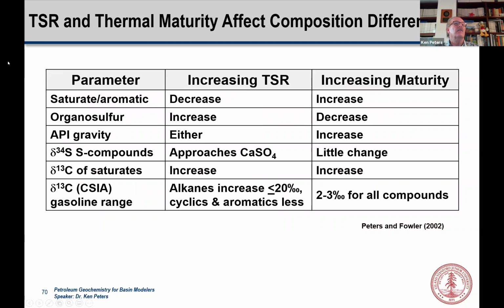TSR and thermal maturity affect the composition a little bit differently. One thing to look at is the isotope composition. They both increase, but here organosulfur is going to increase under TSR, and under maturity, that sulfur tends to break out and escape.